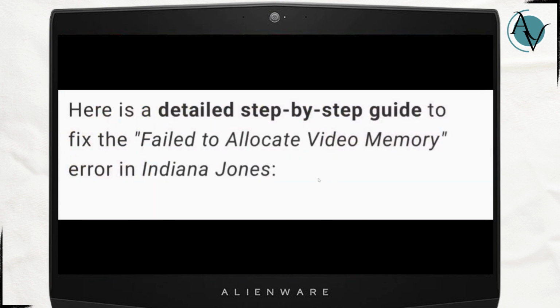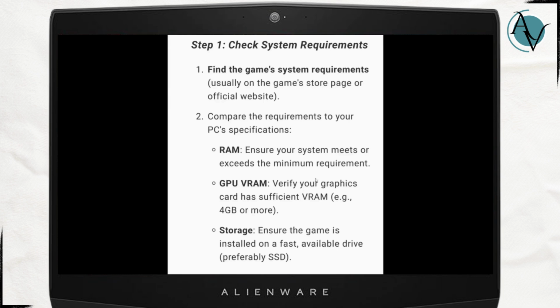So the very first thing that you want to do is find the game system requirements. Usually it's on the game store page or the official website, and then you have to compare the requirements to your PC's specifications. For example, if you have your RAM storage, you have to ensure that it meets the minimum requirement. Similarly, you have to find the GPU VRAM to verify the graphics card has sufficient VRAM storage. And then finally, you have to ensure that the game is installed on a fast and available drive.